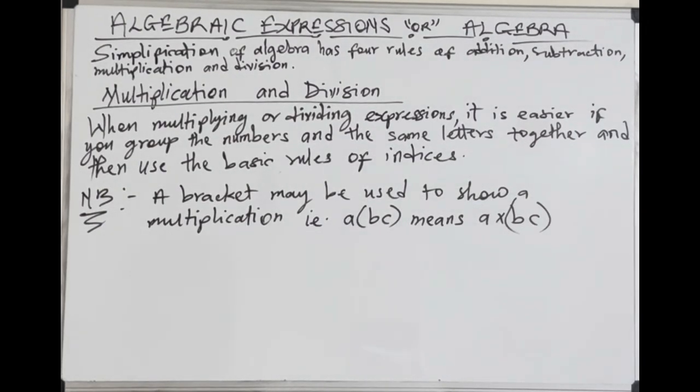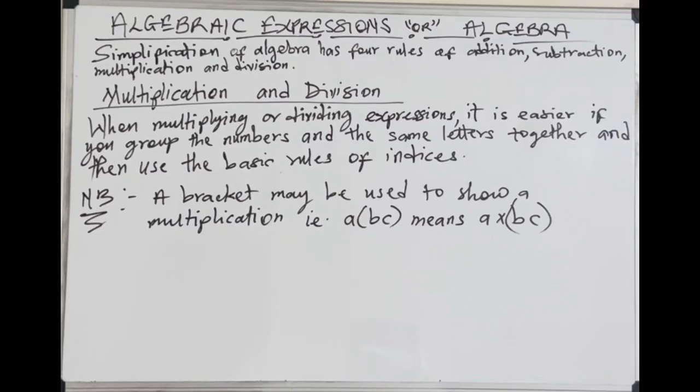Okay, so we move on to multiplication and division. When multiplying or dividing expressions, it is easier if you group the numbers and the same letters together and then use the basic rules of indices. So the only difference between addition and subtraction in algebra and multiplication and division is that with multiplication and division, the basic rules of indices apply here. Okay, that's the only difference.